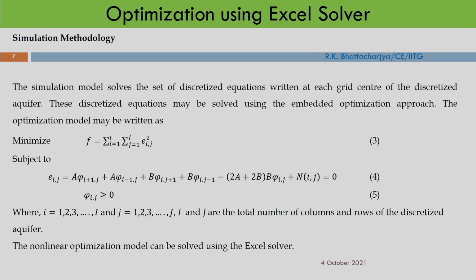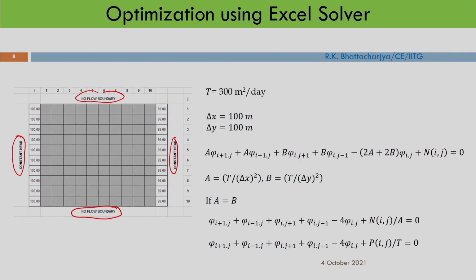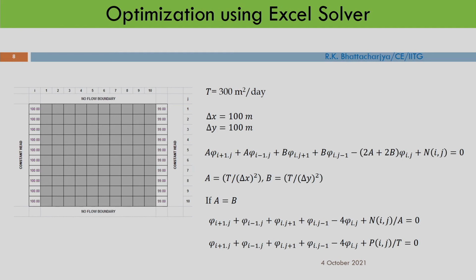So, what I will do basically, let me go to the next slide and then I will come to this particular slide. In this case the boundary values are known. Let me explain how we will solve this problem. Let us consider a rectangular aquifer. The idea is that I would like to find out the value of phi at each grid point.